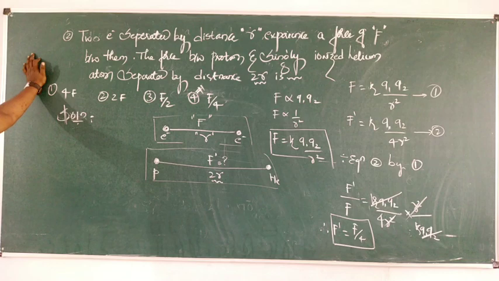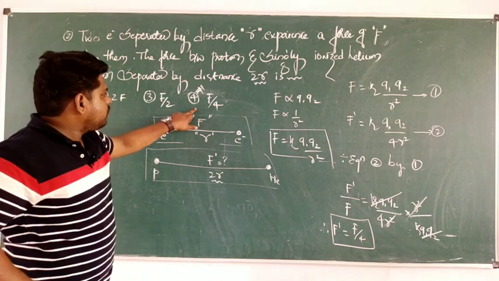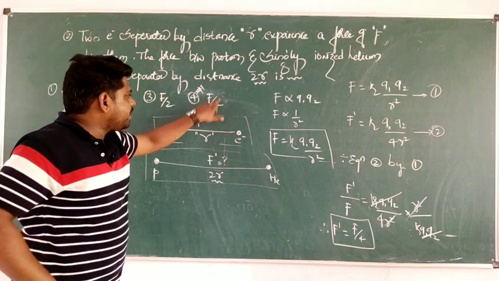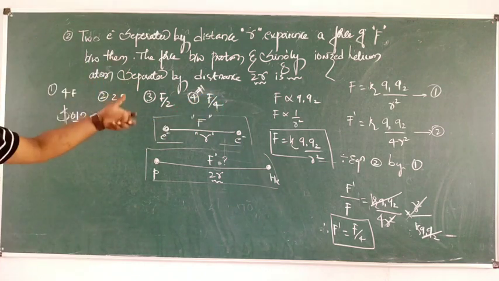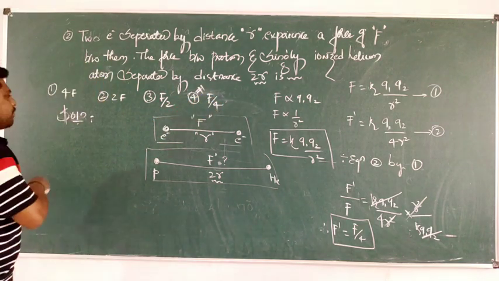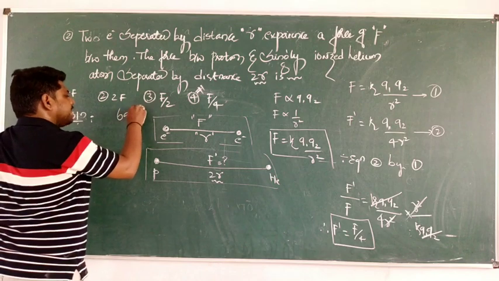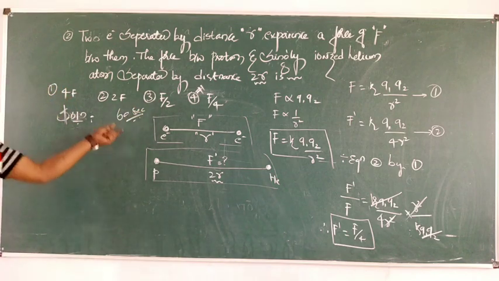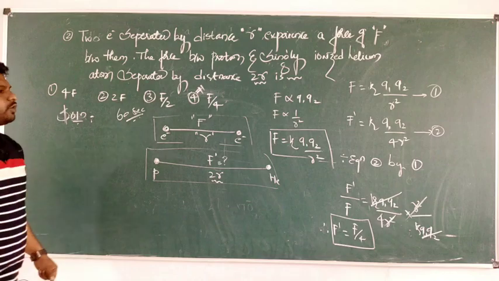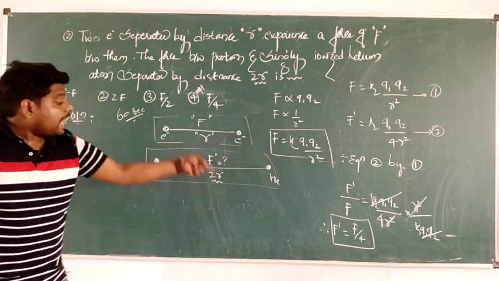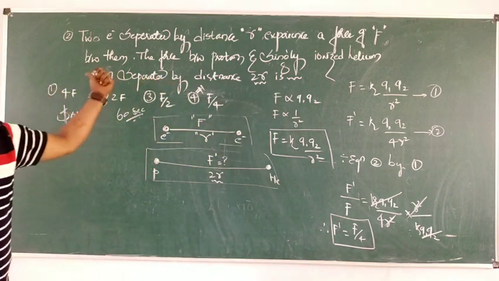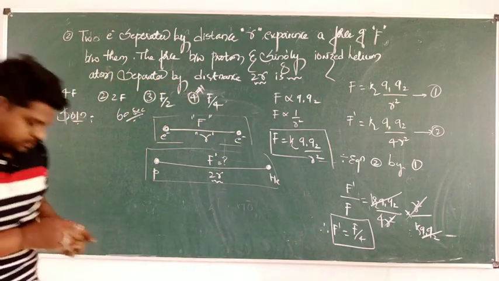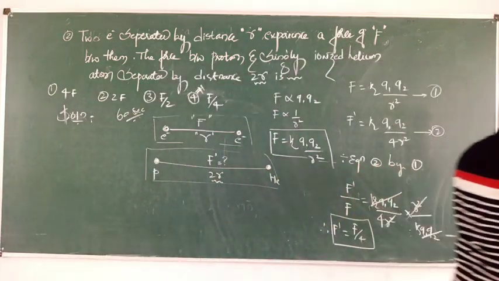Finished? So out of these 4 options, the answer is option 4, F by 4. So how to make these calculations within a shorter span of time, that is 60 seconds? To solve any problem in 60 seconds, you have to be very particular about the formulas you are going to use, and also the concept you are going to apply. Fine. I hope you have copied down this question. Let us move to the next question.